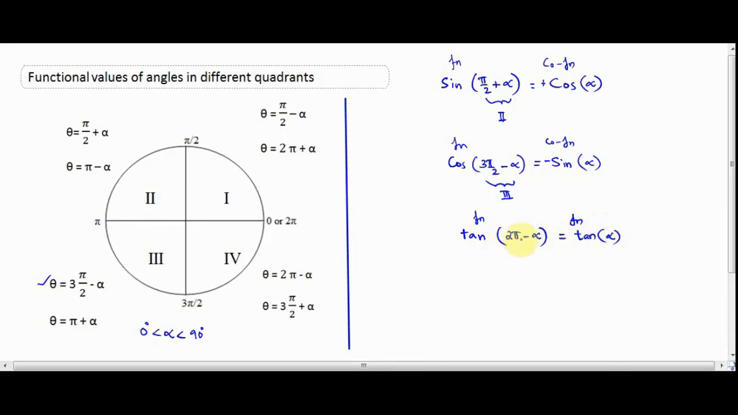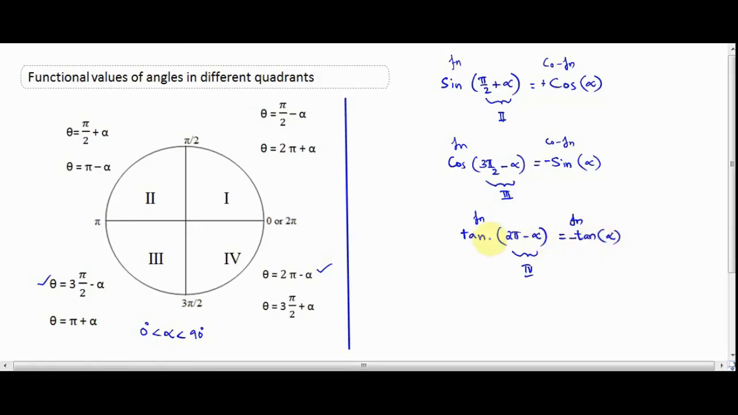We have to replace 2 pi minus alpha with alpha. There is no change in function because we are having multiple of pi here. Okay, now we have to consider in which quadrant this angle belongs. 2 pi minus alpha belongs to the fourth quadrant. Okay, so in fourth quadrant tan is negative. Therefore we have to assign a minus sign here. Okay, so tan 2 pi minus alpha is equal to minus tan alpha.